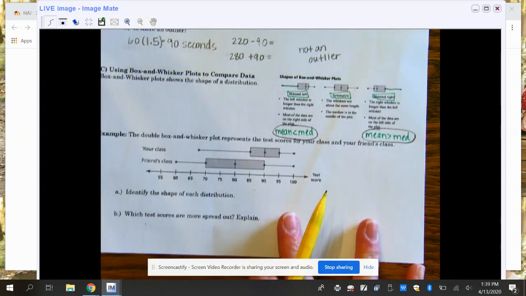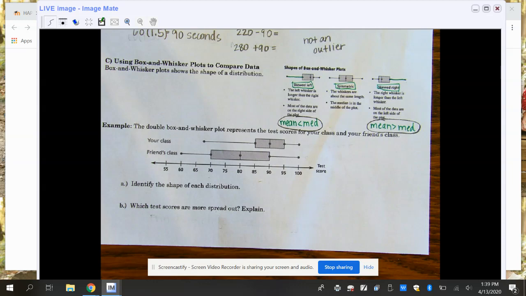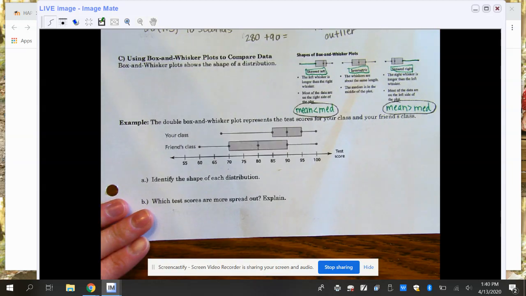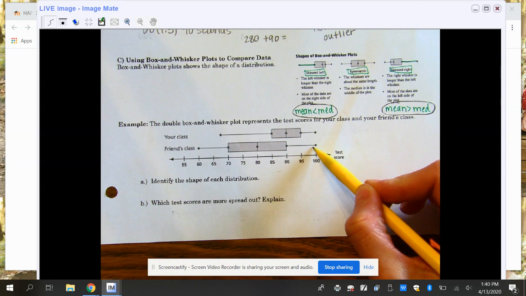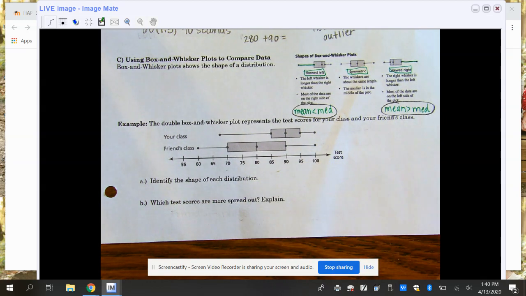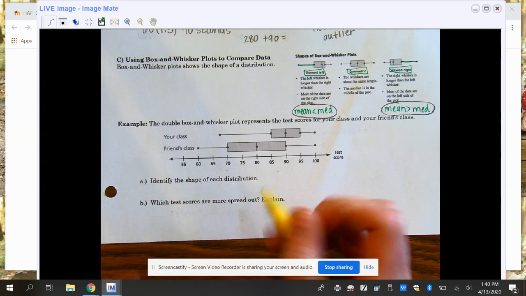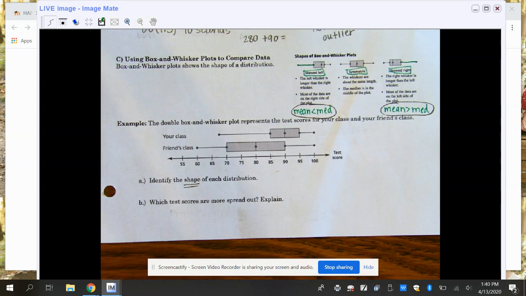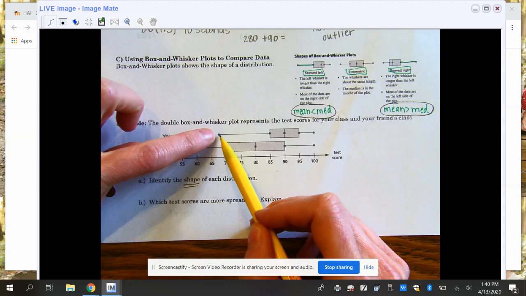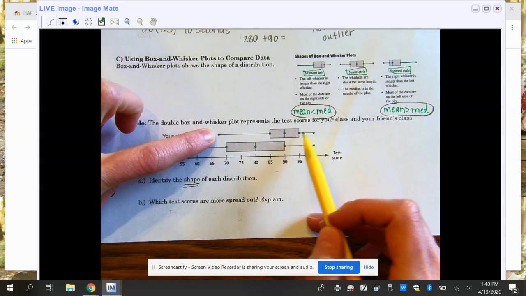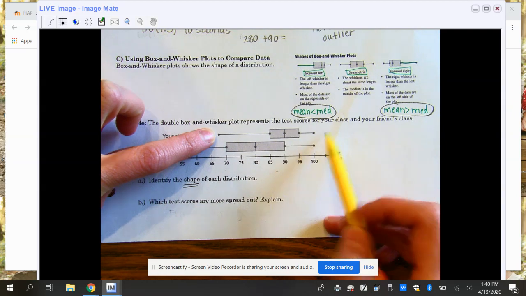We'll talk more about that, I guess, when we look at this example right here. All right, so this is called a double box and whisker plot. Obviously, two box and whisker charts on the same number line. And so when we are identifying this shape, whenever you're asked that, that means I need to know, is it skewed or is it symmetric? So I can see here that this whisker is significantly longer than this one.